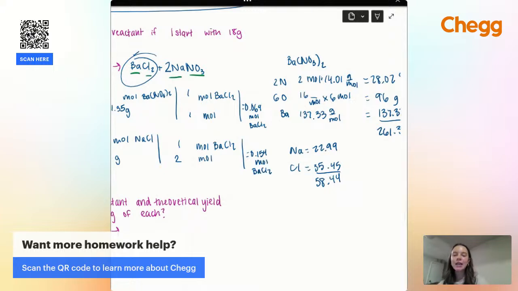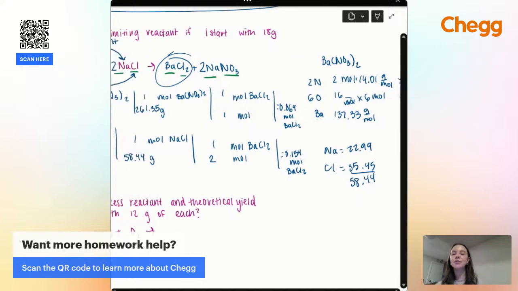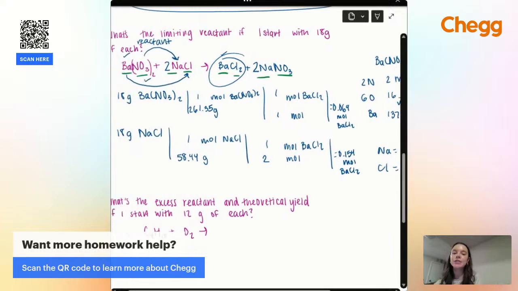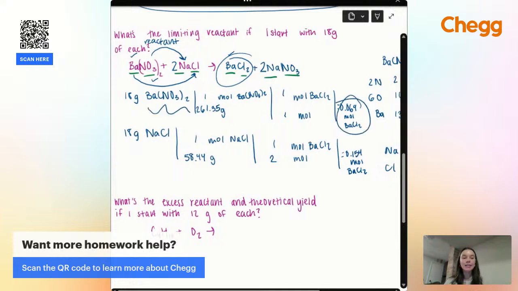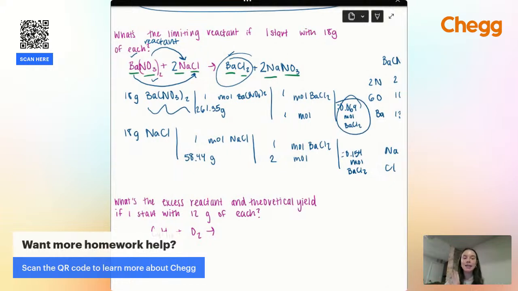So it's kind of obvious now that we have that. What is the limiting reactant? What causes us to create less product? If you said BaNO3, you're correct, and that is because it creates less BaCl2. So 0.069 moles, less than 0.154. So barium nitrate is our limiting reactant.